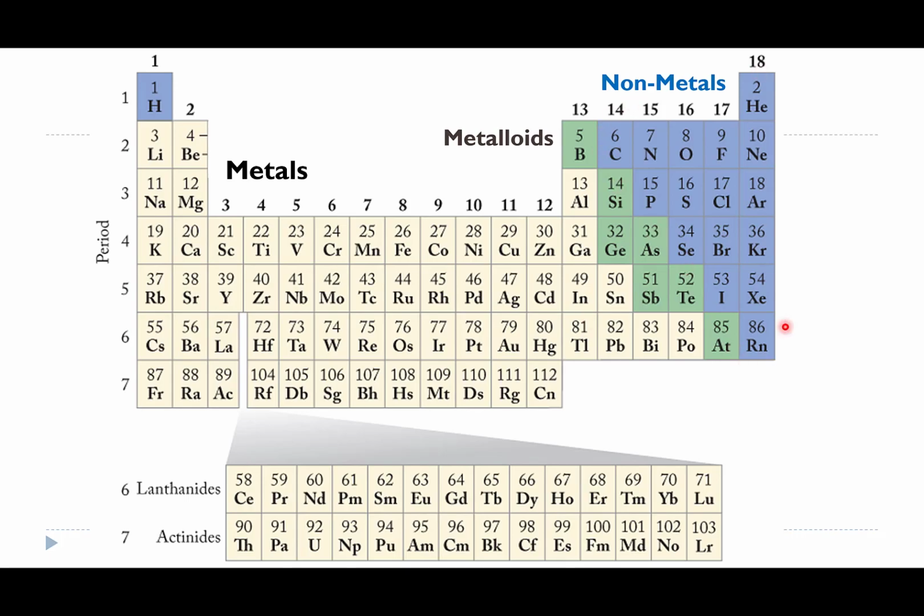This teeny tiny little section of the periodic table up here, those are our non-metals. So our non-metals are everything that metals are not. So our non-metals are gases at room temperature. They do not conduct electricity. They do not conduct heat. So those are our non-metals.